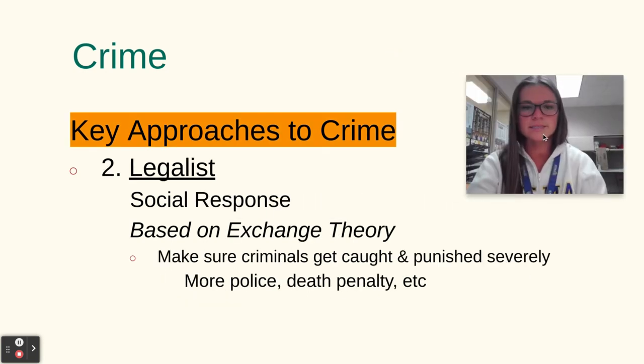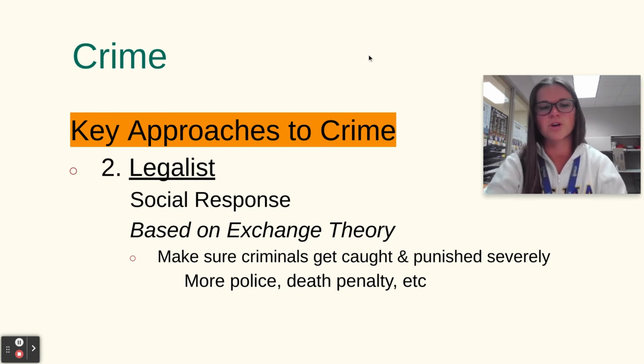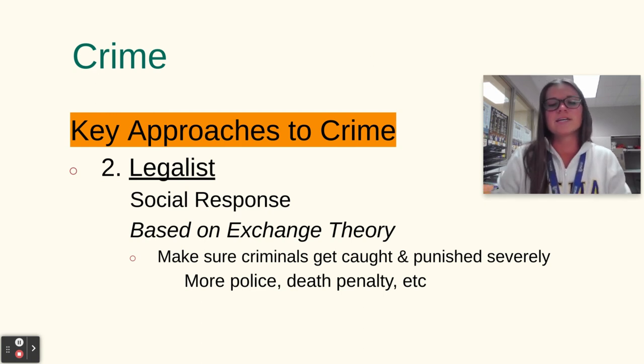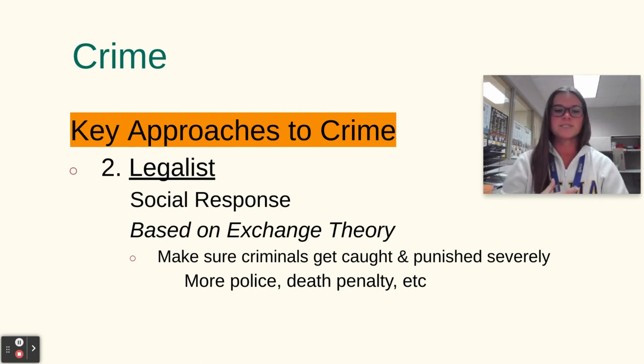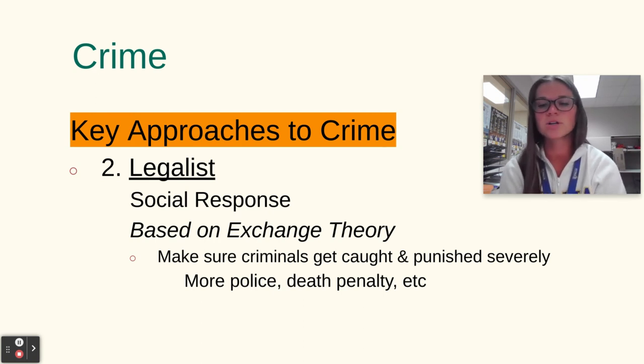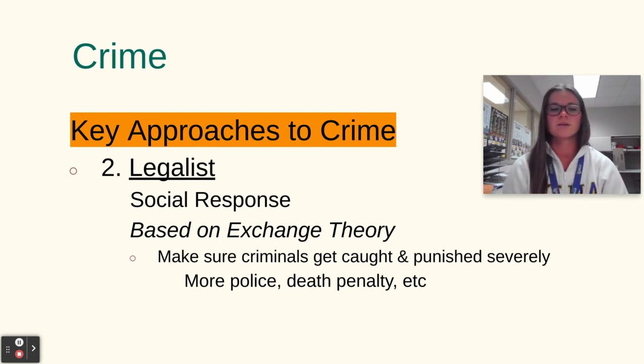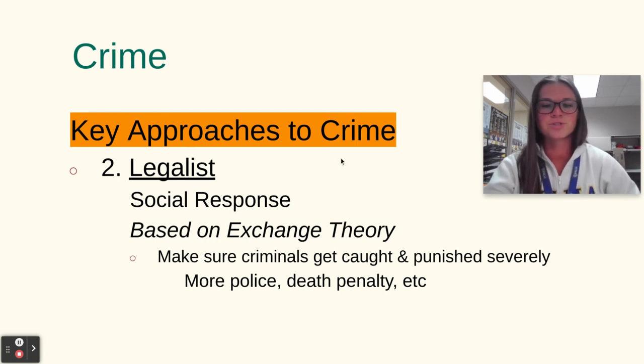Next, legalist. The legalist approach to crime, the social response, is based on the exchange theory. So, the legalist approach would say make sure criminals get caught and punished severely. Okay? The legalist approach would want more police, the death penalty, etc. So, more of that legalist approach to crime.